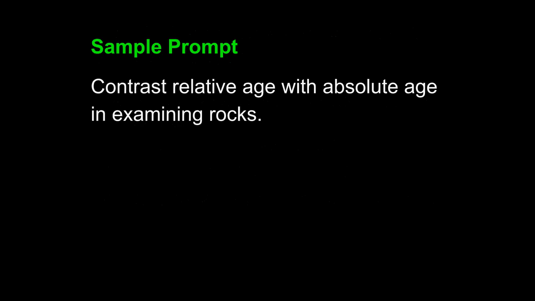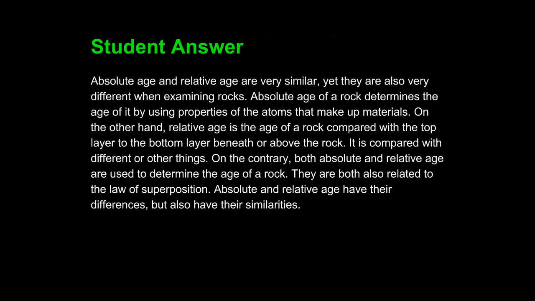Let's look at another sample prompt. Contrast relative age with absolute age in examining rocks. This is another science prompt. Here's a student answer. Absolute age and relative age are very similar, yet they are also very different when examining rocks. Absolute age of a rock determines the age of it by using properties of the atoms that make up the materials. On the other hand, relative age is the age of a rock compared with the top layer to the bottom layer beneath or above the rock. It is compared with different or other things.